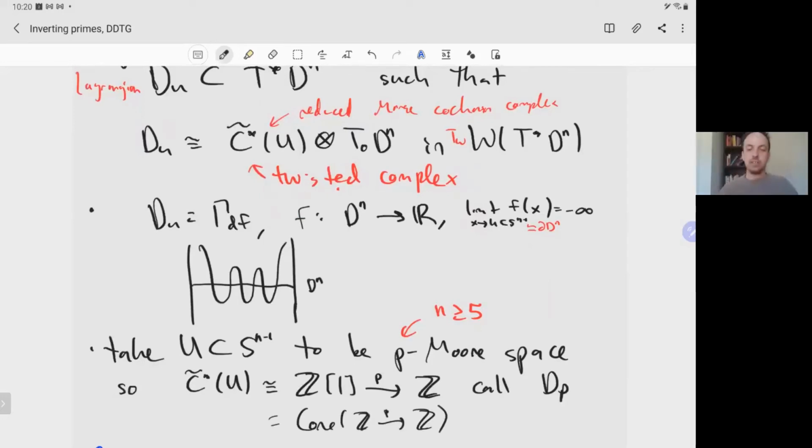So we take this special space, which is a Moore space, and we use that space to construct this Lagrangian disk, which I'll denote D_P. So U depends on P, and we use that to construct D_P. Now let me point out that you need an embedding of this Moore space into a sphere of dimension n-1.